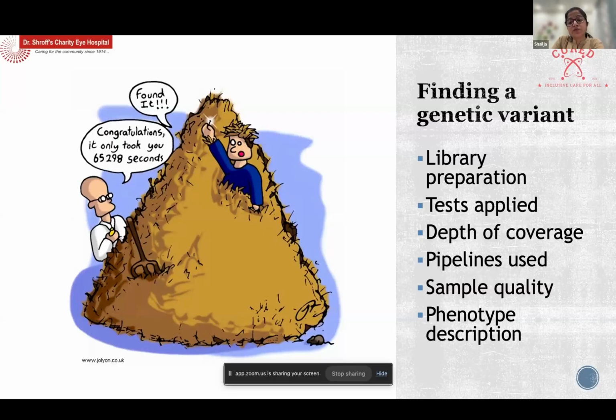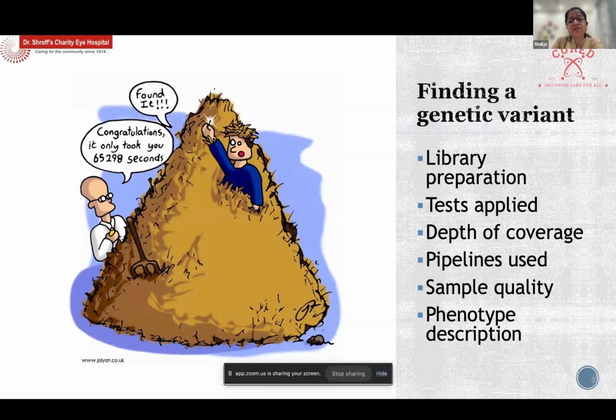It depends upon lots of things. It depends upon how well the library is made. Library is basically, before you put the DNA into a sequencer, you adapt it in a way that the sequencer is able to read it. So if the library preparation has a problem at that very basic step, that also can affect the yield of your genetic test.